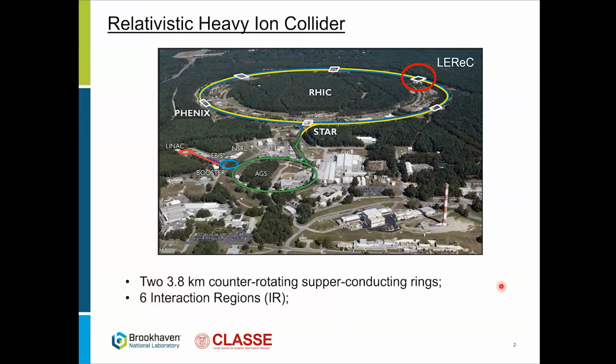So first is our RHIC facility. It contains two 3.8 kilometer counter-rotating superconducting rings where they collide the ions. They call them the blue ring and the yellow ring. Those two rings cross at 6 regions, also called the interaction regions. They provide the space for the scientists to do the experiment and study the interesting information from the experiment. And the cooling system we study is located at 2 o'clock in the RHIC ring.